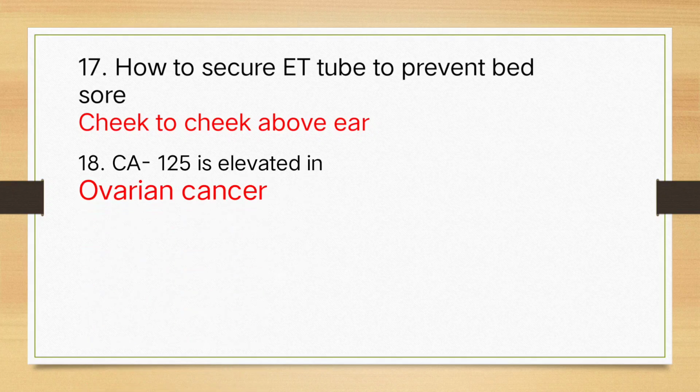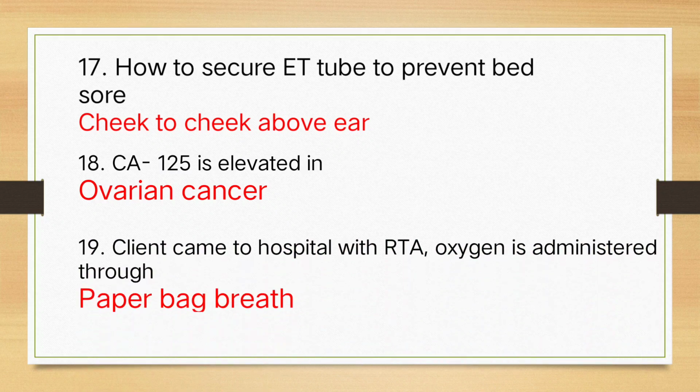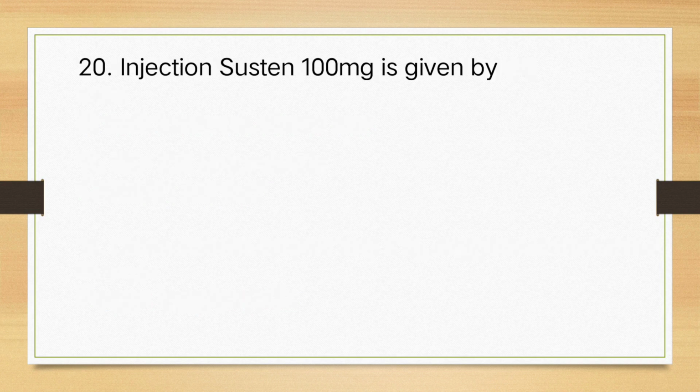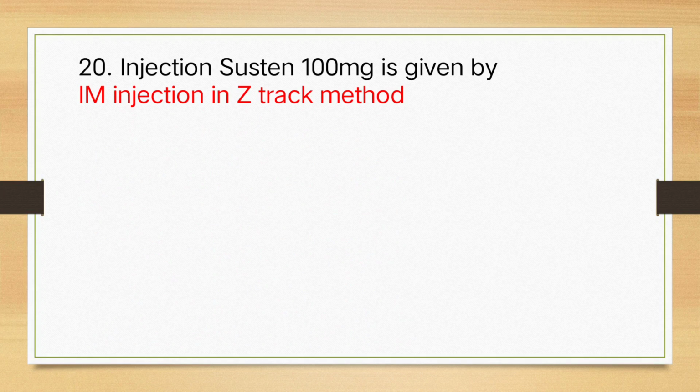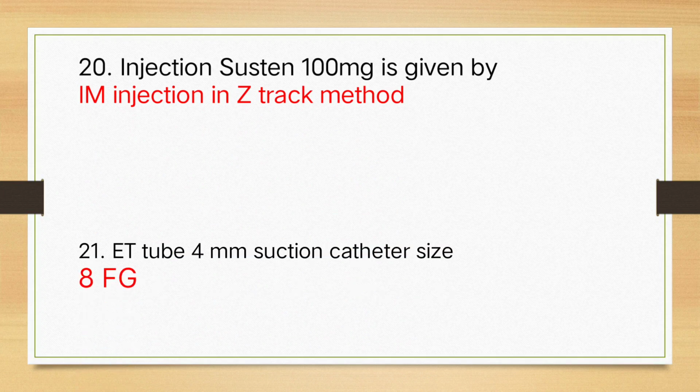Next one, CA 125 is elevated in ovarian cancer. Next, client came to hospital with RTA. What type of oxygen is administered to the patient? So mainly paper bag breathing can be given. Next one, injection 100 mg is given by IM injection in Z-track method.